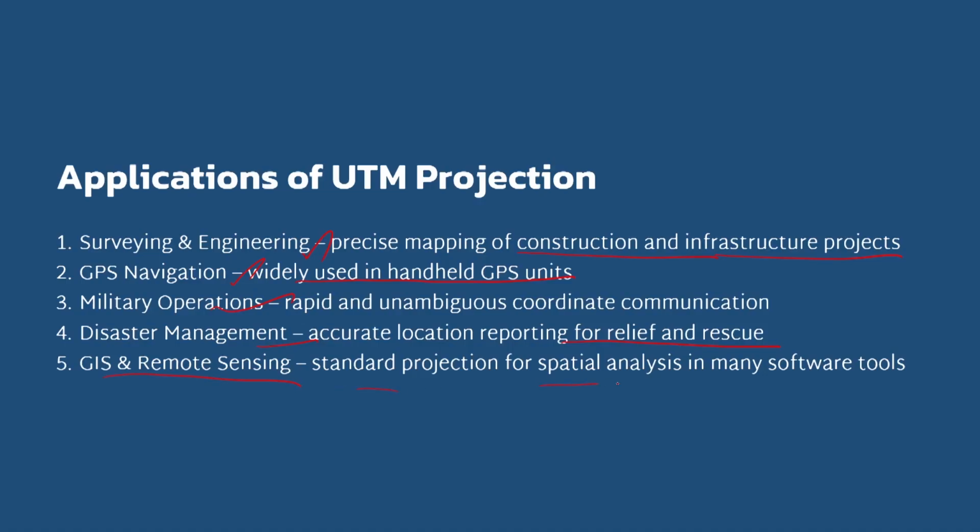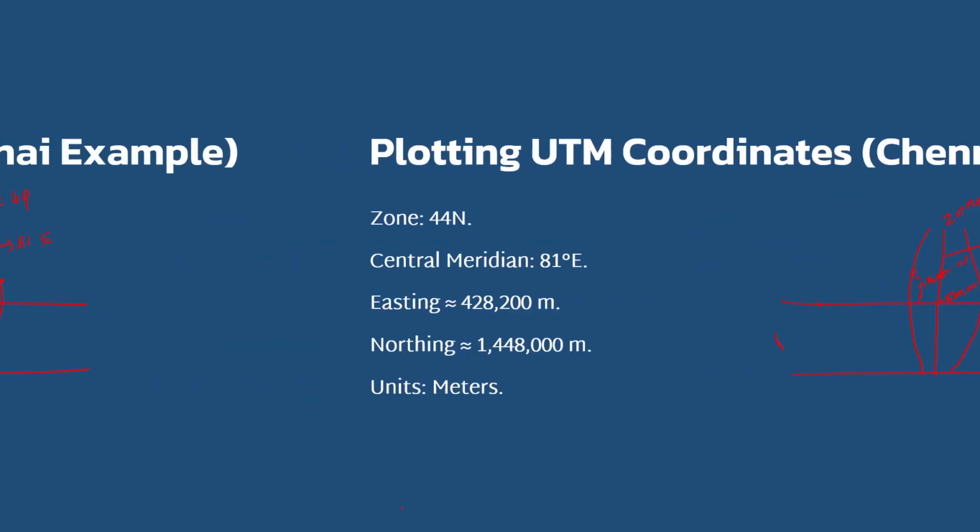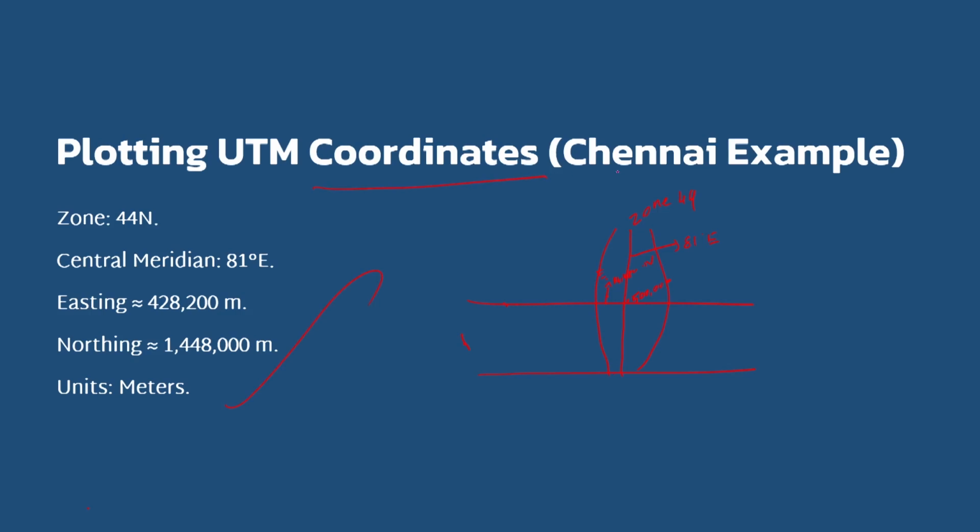It is a standard projection for spatial analysis in many software tools. If you are using any software, for image processing or any vector based processing, both in GIS and remote sensing, this UTM projection plays a very crucial role in land measurement. So, this is for plotting UTM coordinates for Chennai. Already I have given this: zone 44, central meridian 81 degrees east, this is the easting value and this is the northing value, and the unit is meters.